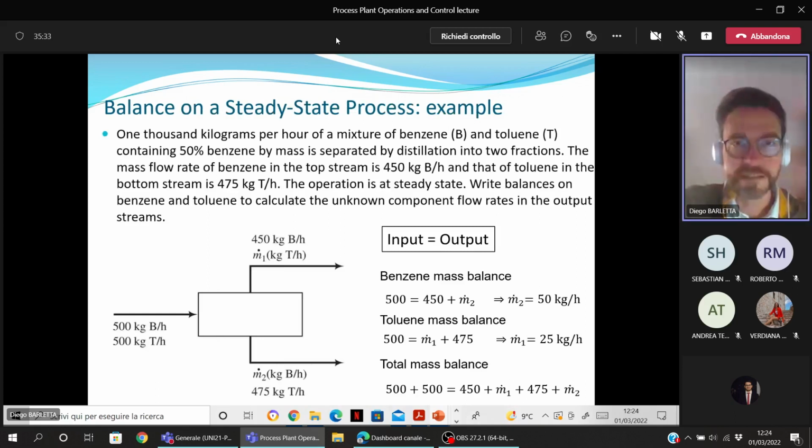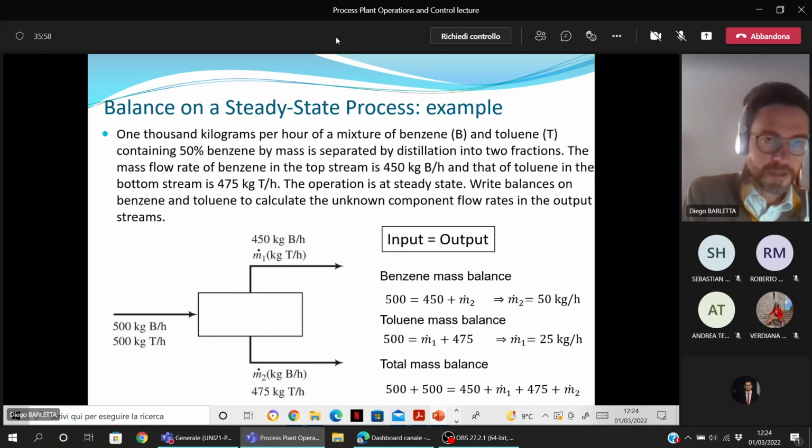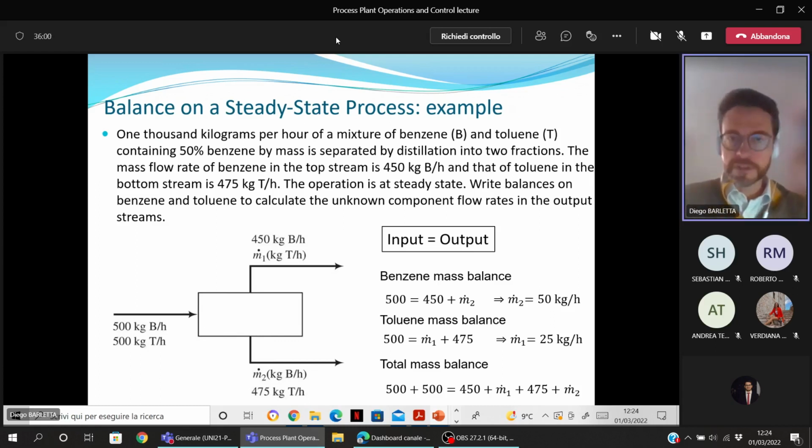Now, let's consider an example on a process. What appears here is a description and a flowchart. This is important. We will see that we have to be able to draw the flowchart starting from a description. Of course, in this case, it's very simple. It's just one unit, but we will see this also for a more complex situation.